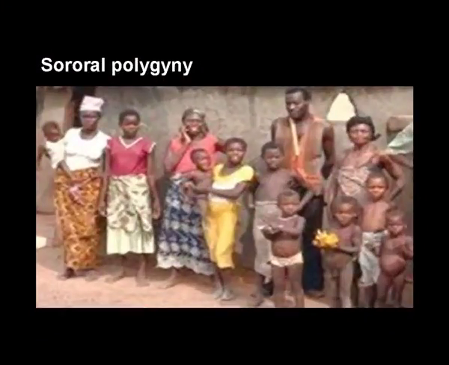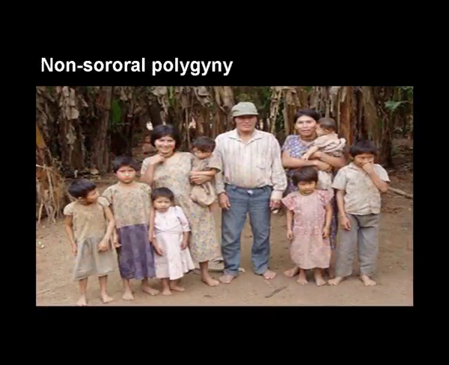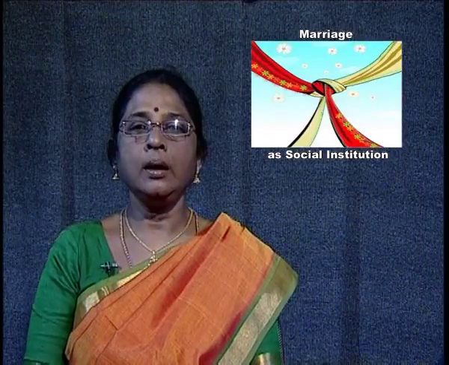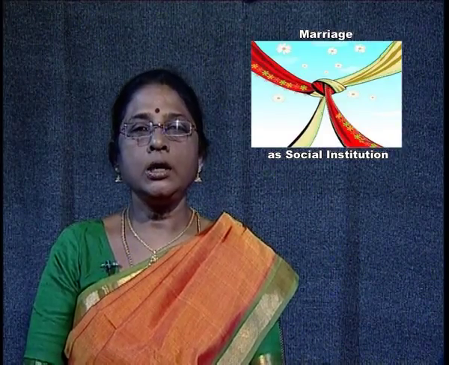In sororal polygyny, the wives of the man are sisters. In the case of non-sororal polygyny, the man marries many women who are not sisters. The purpose for any kind of polygyny is scarcity of men in the group or childlessness.